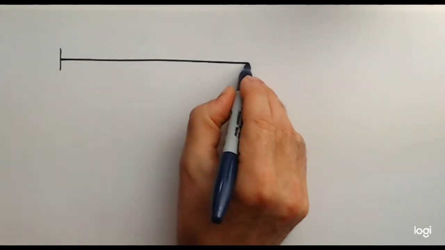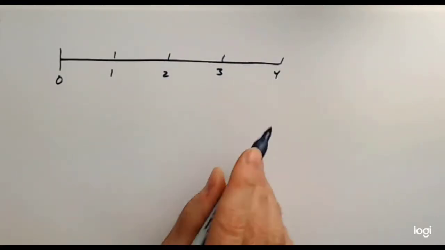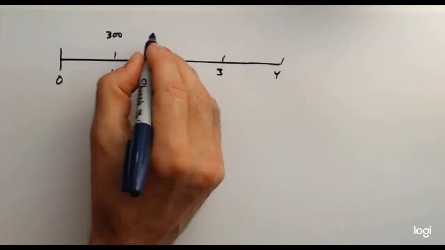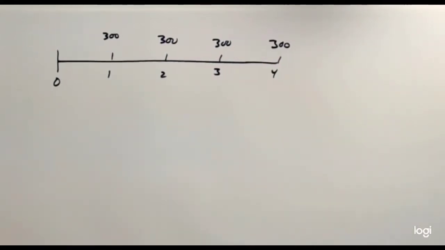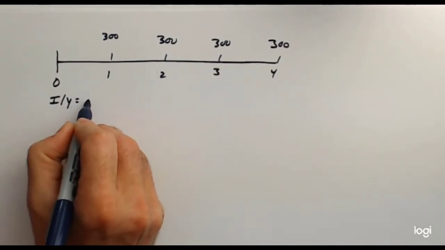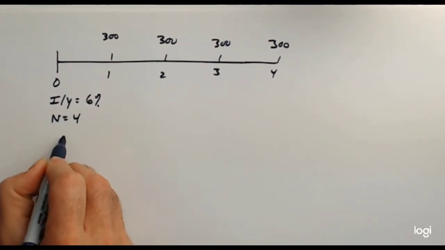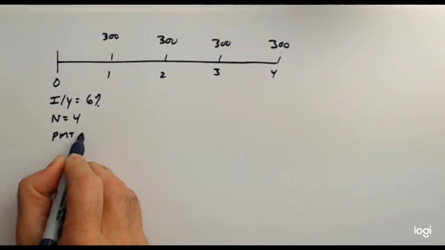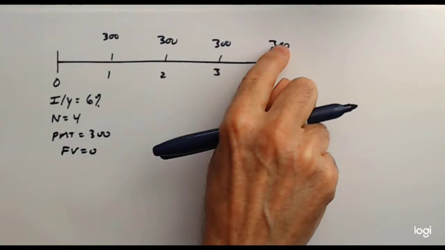Let's look at different compounding periods for the present value of an annuity. We'll start off with an example. Let's do 4 periods. The annuity is going to be paying $300 at the end of each of 4 years. And the interest rate, I/Y or just I, will be 6%. N is 4. We're going to have a payment here of $300.